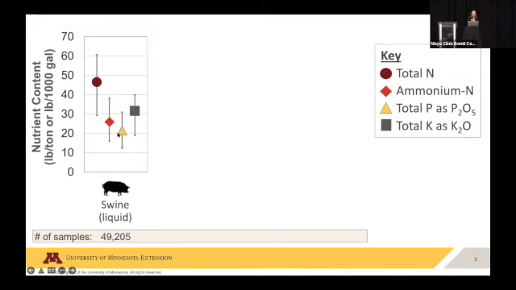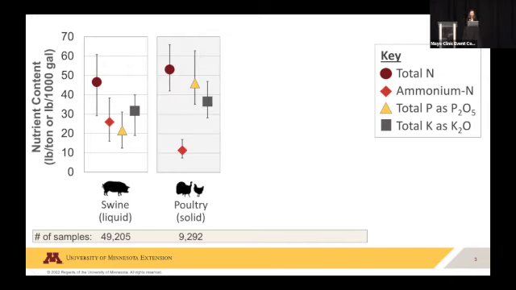The yellow triangle is the amount of phosphorus as P2O5, and the amount of potassium as K2O is in the gray square. Then you'll see these different bars that extend out of each of these. So each symbol shows you the average number or the median value. And then the bars show you the middle 50% of all of the samples. So this is what's considered the interquartile range. Basically, if we took all the samples and figured out where the middle 50% of all of them was, this shows you what that looks like.